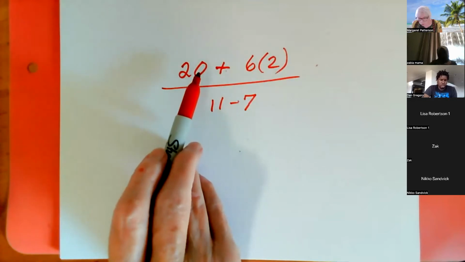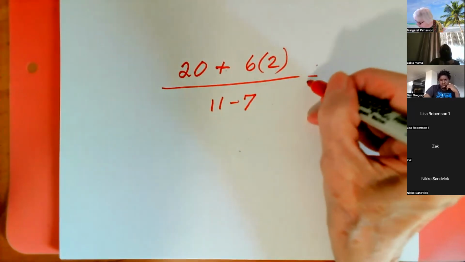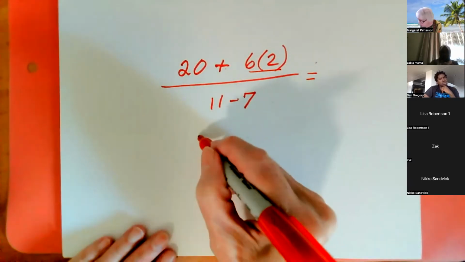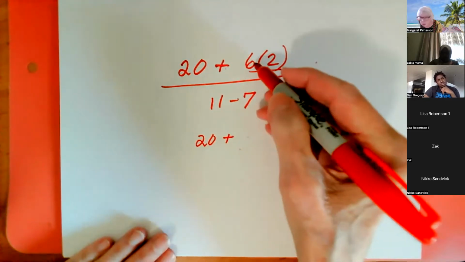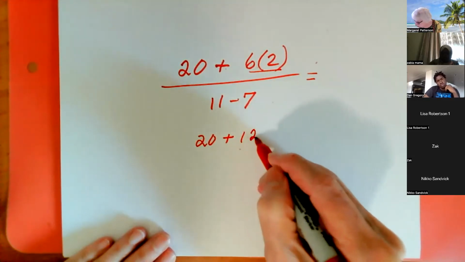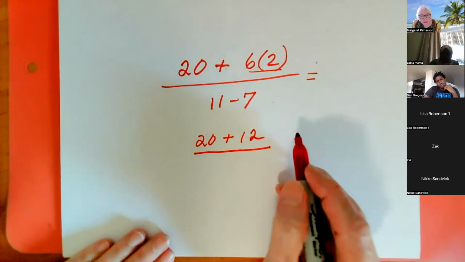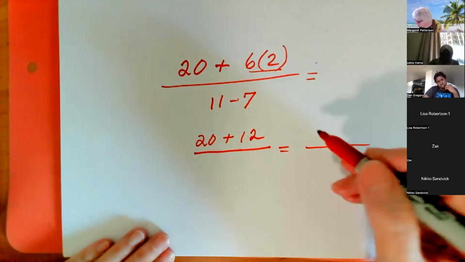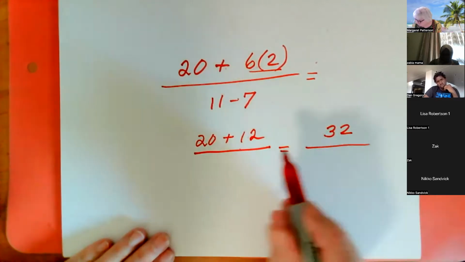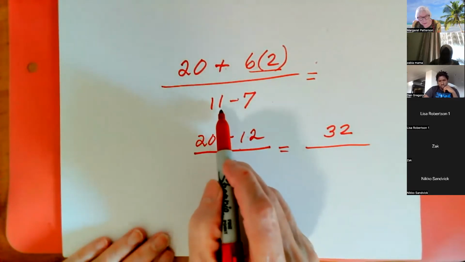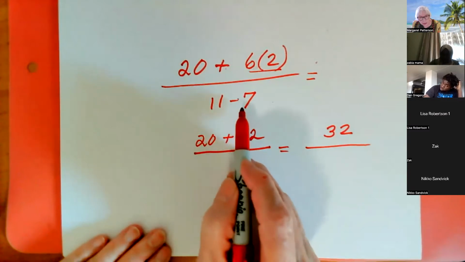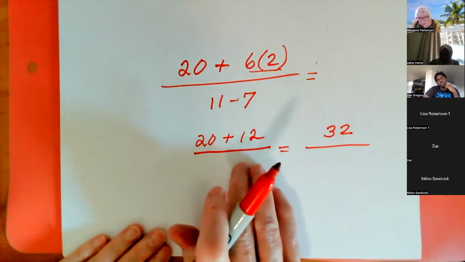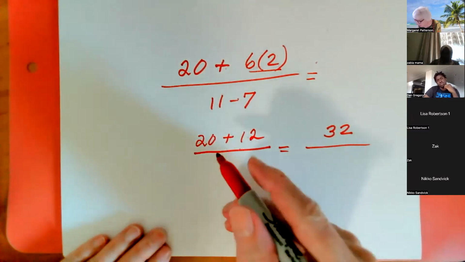What would you do first for this? You would do 6 times 2. Correct. So that would be 20 plus 12. And then you add that, and in the end that would be 32. But the bottom, the 11 take away 7, that has to be done to make this into a single number. So what is that number?